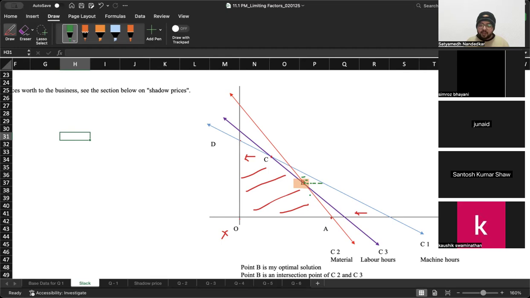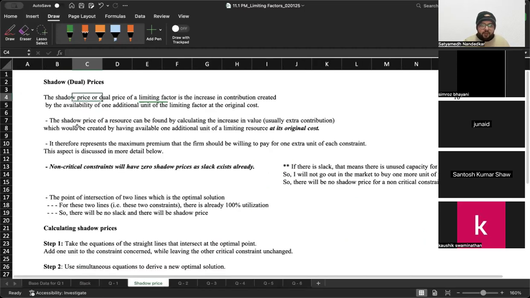Now shadow price is telling me that if I give you one more unit of labor hour, that is one more unit of the critical factor, how much more contribution will you be able to achieve? If I give you one more unit of the limiting factor, how much more contribution will I be able to achieve? So the shadow price of a resource can be found by calculating the increase in value, usually extra contribution, which would be created by having one additional unit of a limiting factor at the original cost.